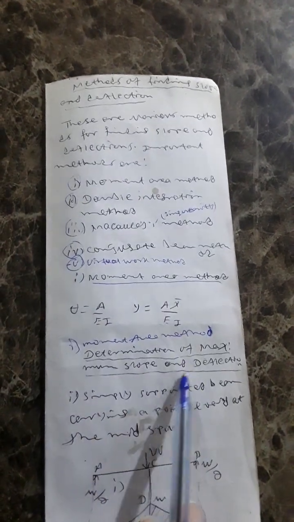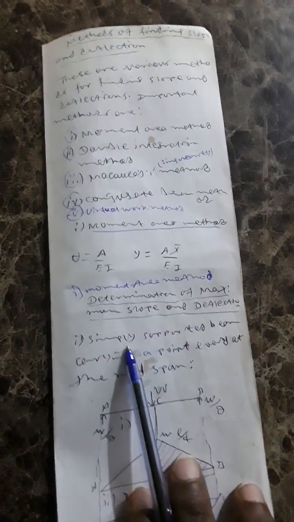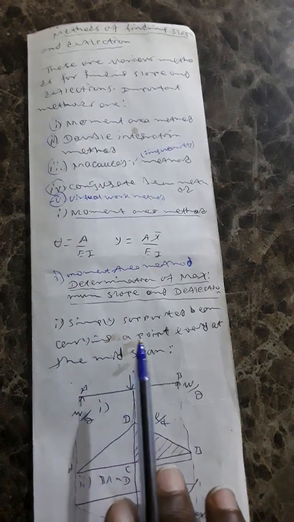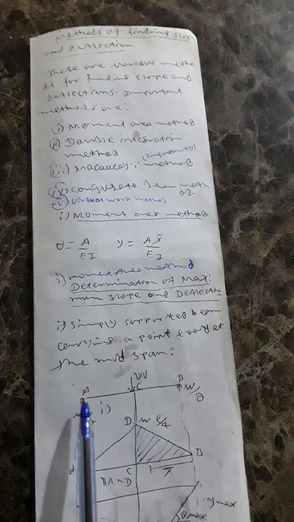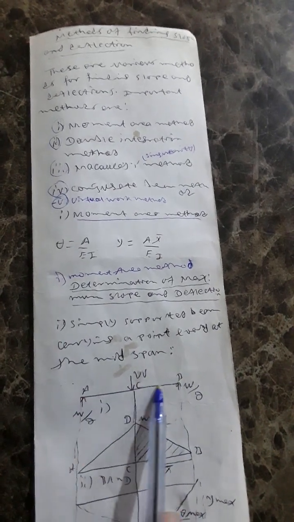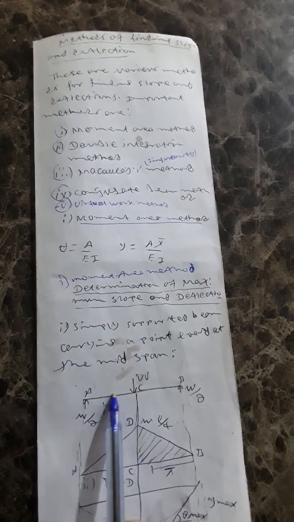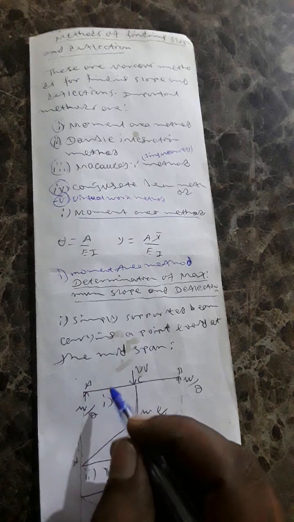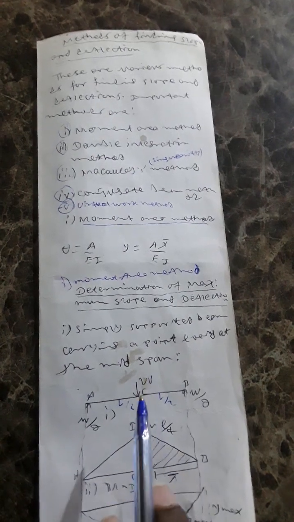Take the moment area method. Determination of maximum slope and deflection by the moment area method. Take a simply supported beam carrying a point load at the mid-span. This is the simply supported beam. The load is symmetrical. This is L over 2, L over 2, total L.